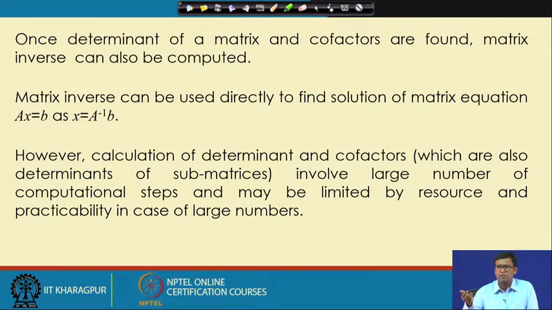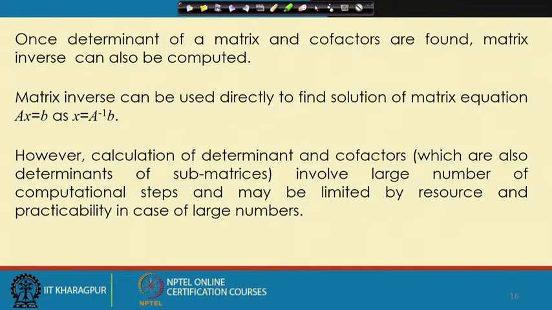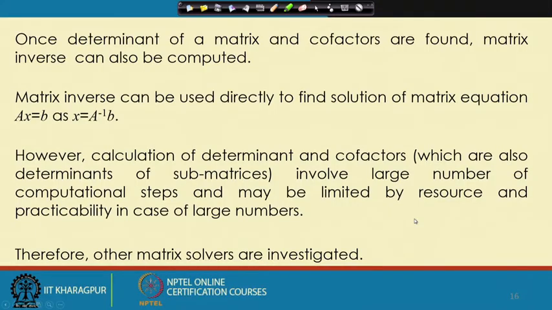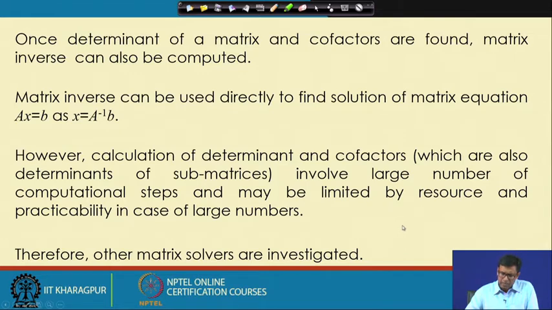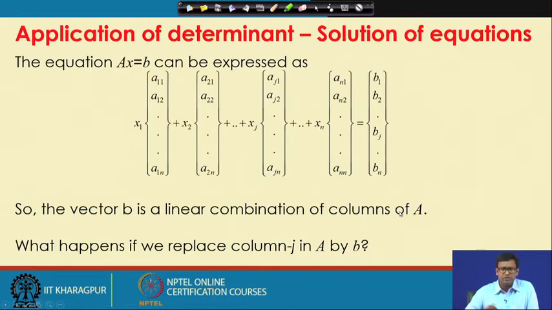For a simple desktop computer, I might not be able to solve a 1000 by 1000 system by finding the inverse in, for example, a couple of hours. It might need a very long time for the calculation. So, this is not a very elegant way of solving matrix equations and is mostly restricted due to resource limitation and also practicability of the solution, and that is why we need to investigate other matrix solvers. Determinants can be applied to find the solution of a matrix equation in another method also, which I am going to discuss, and that gives us a very famous rule of solving matrix equations called Cramer's rule.